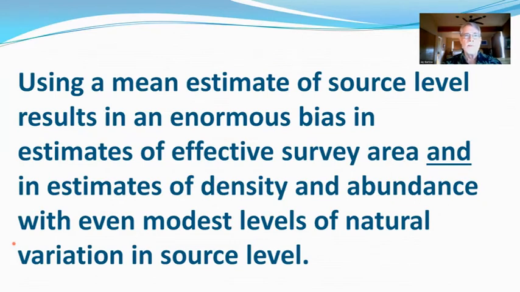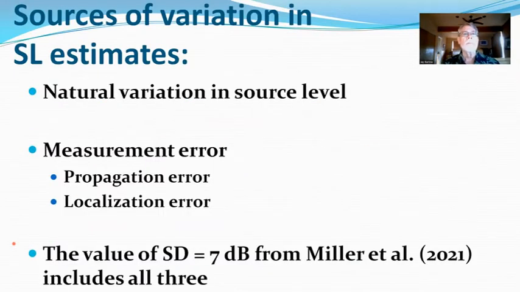So, as we've shown, using a mean estimate of source level results in an enormous bias in estimates of effective survey area, and consequently in estimates of density and abundance, even with relatively modest levels of natural variation in source level. Well, that's the main point of this entire talk, but it's worth diving a little bit deeper.